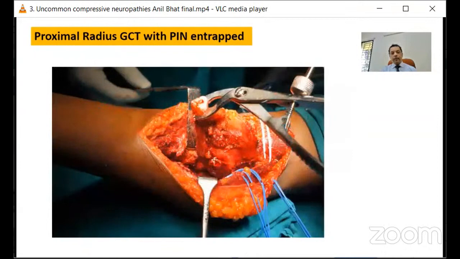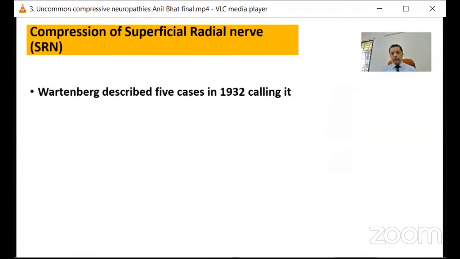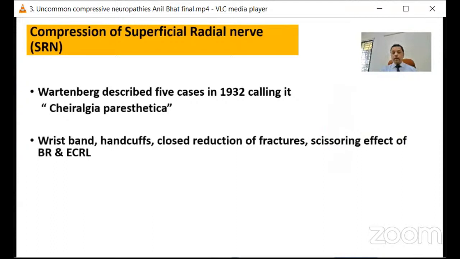Superficial radial nerve compression is called Wartenberg syndrome, also called cheiralgia paresthetica. It's also called wristband or handcuff disease. Sometimes closed reduction of fractures can cause this kind of compression. The scissoring effect of brachioradialis and ECRL can cause this.